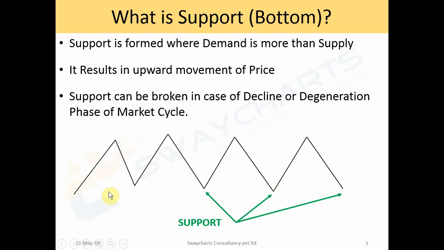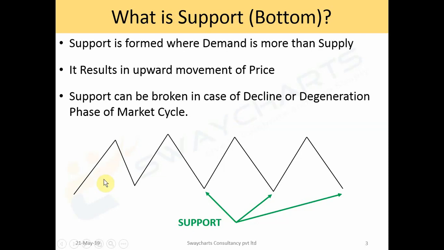Now let's understand a few things. If this is acting as a support line and if this has been broken, so if this employee fails to do its job, the price is going to further deteriorate and it goes down. Now this happens in the case of the decline or degeneration phase of the market cycle. What is a market cycle? We will see soon in this video, right? So just hold on till we reach that particular level.